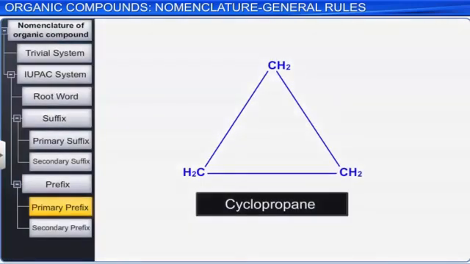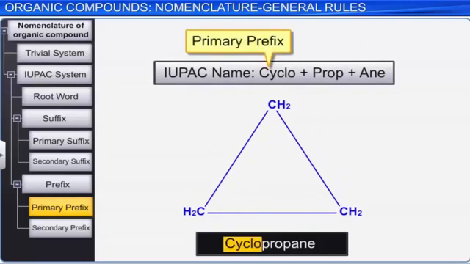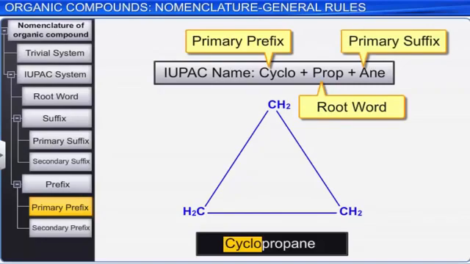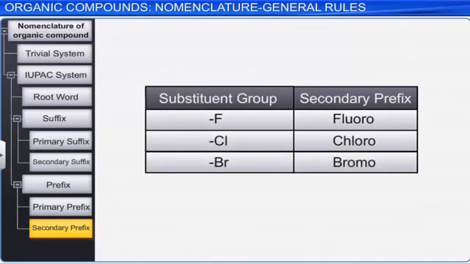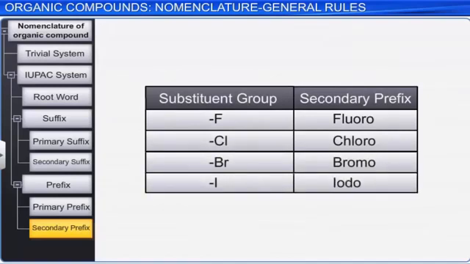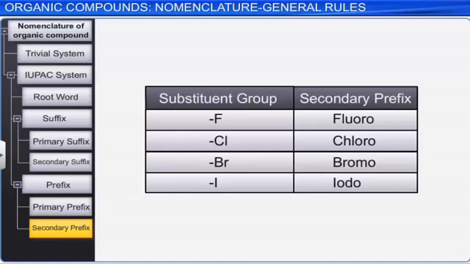A primary prefix is used to differentiate acyclic and cyclic compounds. However, the rules for using these are slightly different. For example, in cyclic compounds, the prefix cyclo is added before the root word. In the IUPAC system, some groups are not considered as functional groups. They are treated as substituent groups. In such cases, the substituent acts as the secondary prefix.